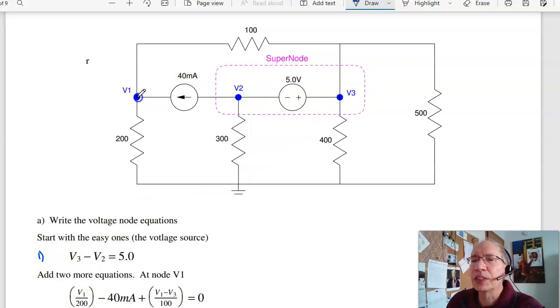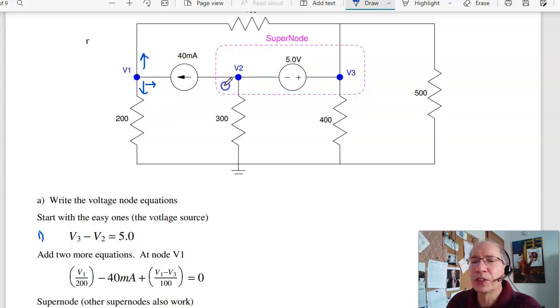Second equation, take the node equation right here. Current up plus current down plus current right has to add to 0. Current up is V1 minus V3 over 100, right here. Current down is V1 over 200, and the current right is minus 40 milliamps. Those have to add to 0.